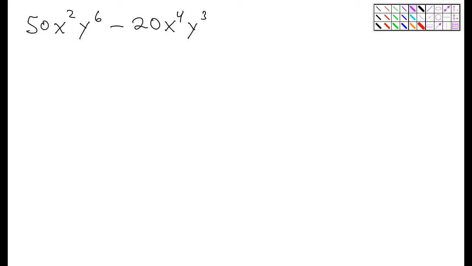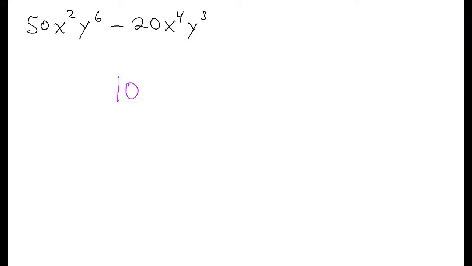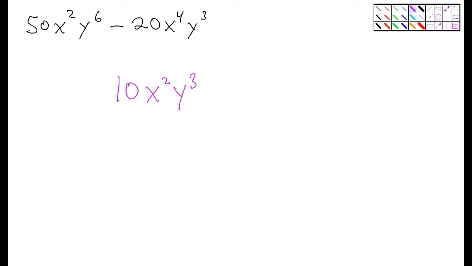Another binomial. What's my greatest common factor? Let's do the number first. It looks like it's going to be 10. I've got x squared and x to the fourth, so I need an x squared. I've got y cubed and y to the sixth. The greatest power of y that can go into both of those things is y cubed. So I'm factoring that out.